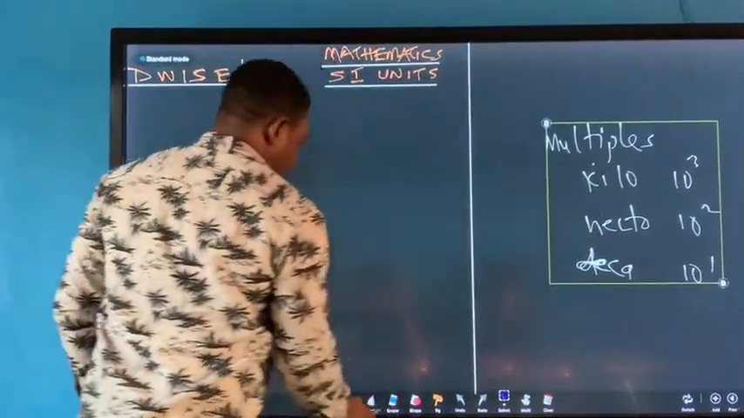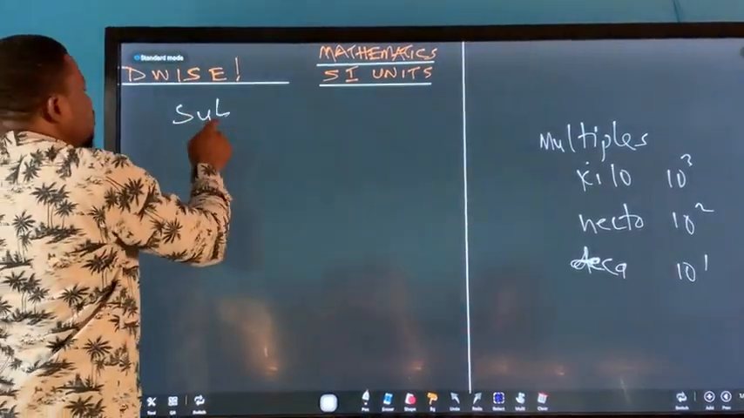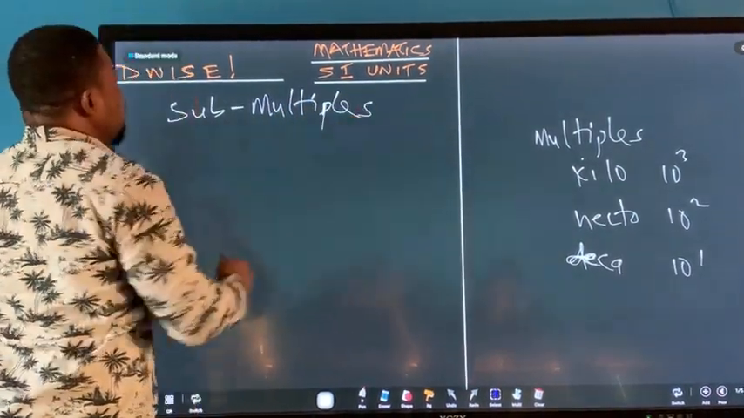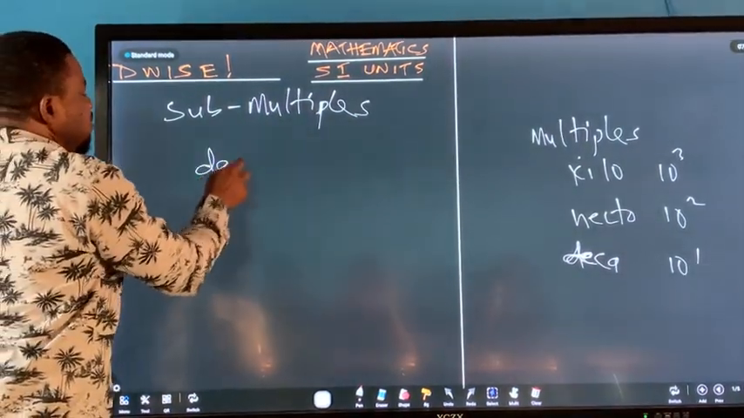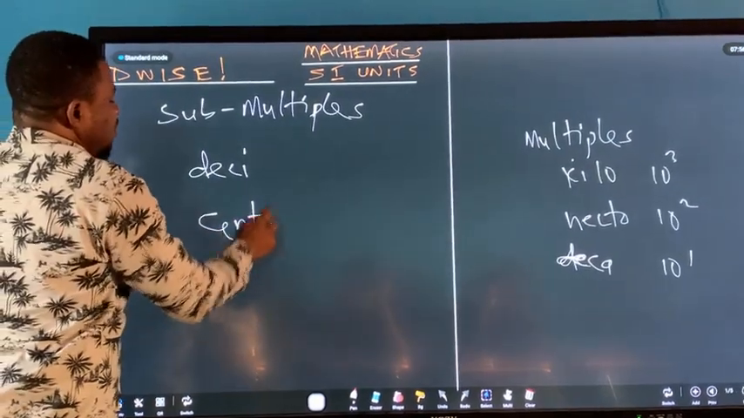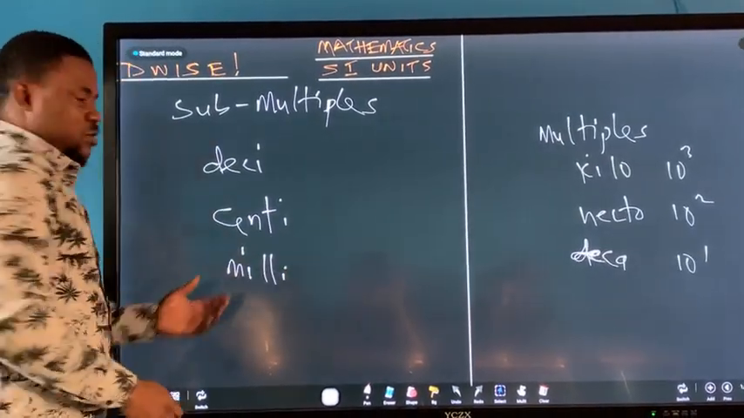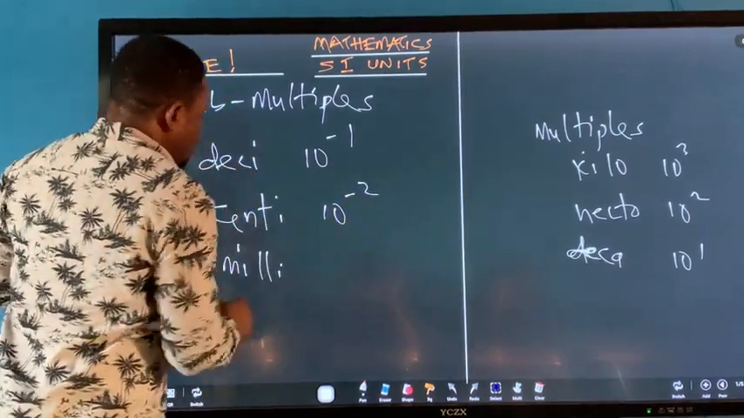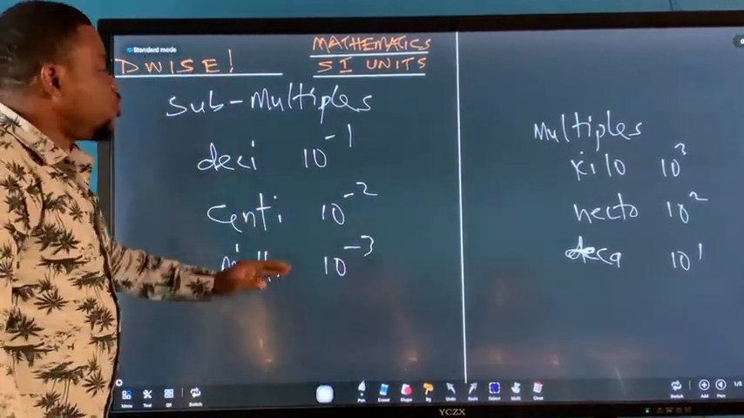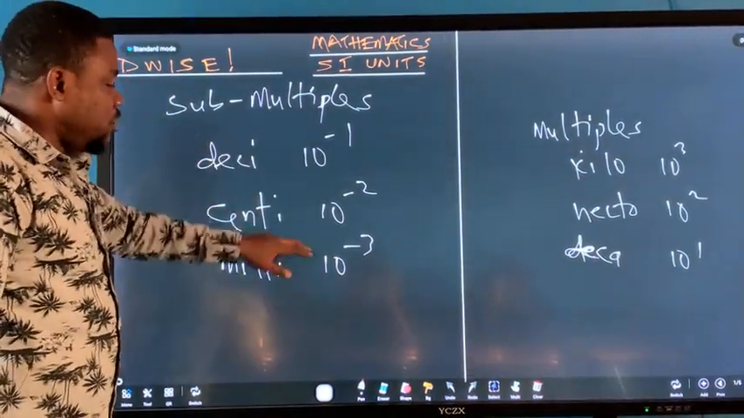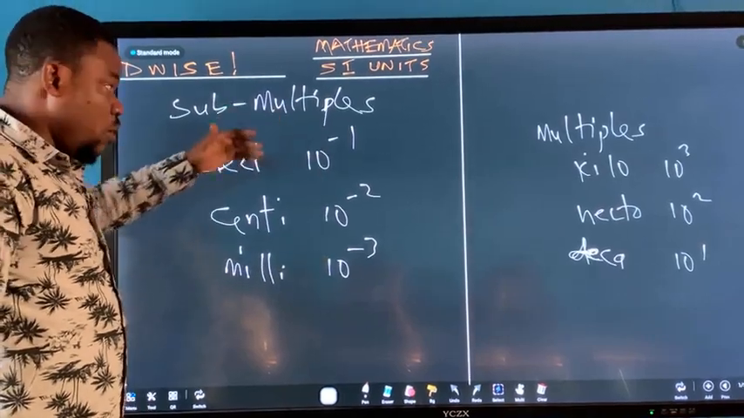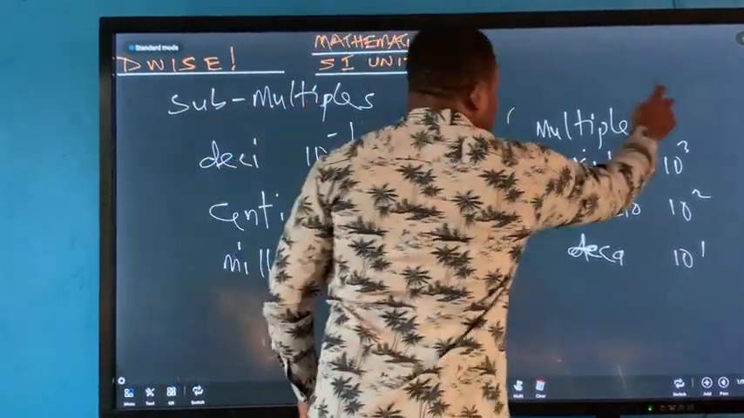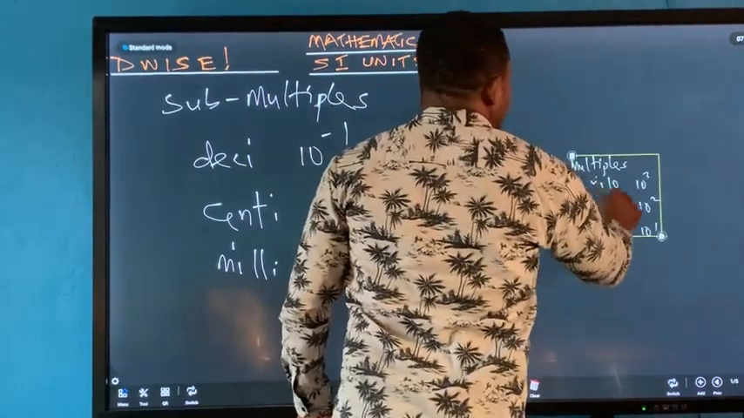Then for submultiples, we have guys like deci, we have centi, and then we have milli. These are not all, but these are the common ones. Deci is 10 raised to the power of minus 1, centi is 10 raised to the power of minus 2, and milli is 10 raised to the power of minus 3. Alright? So to get the one on top, you multiply each of these by 10 to go up. Alright? Let me now put everything together quickly.